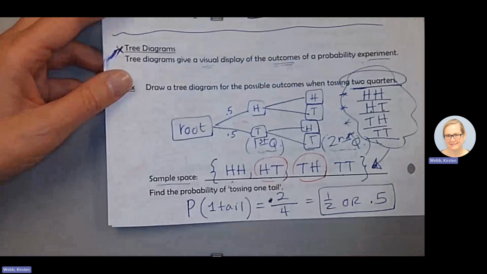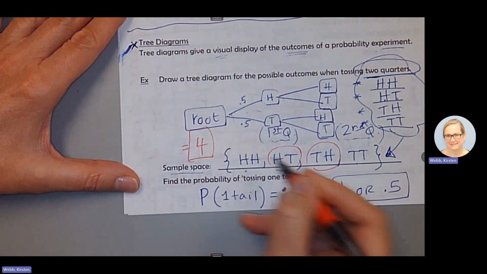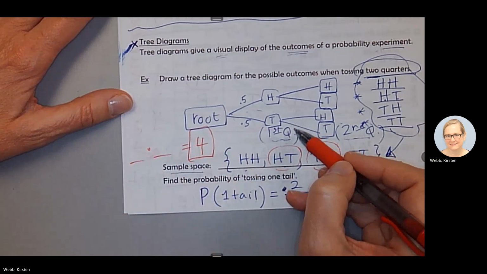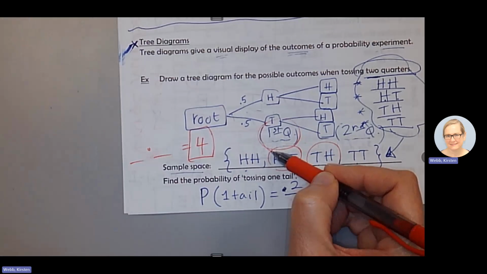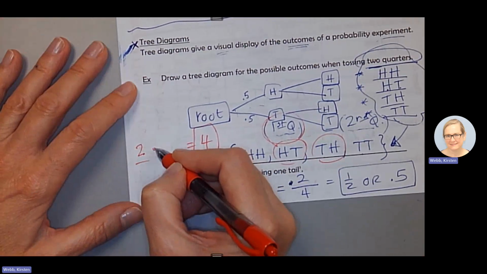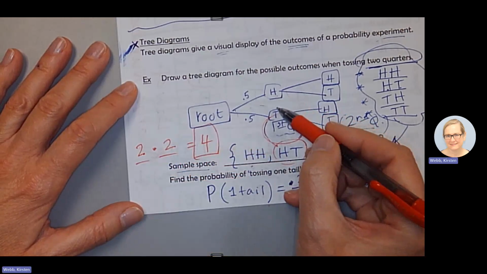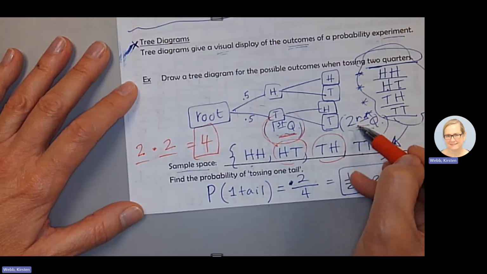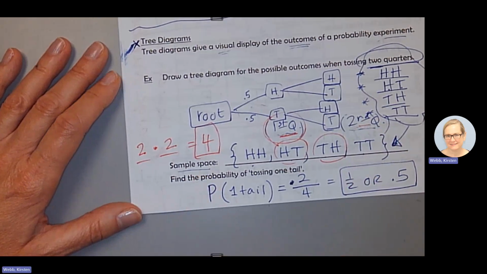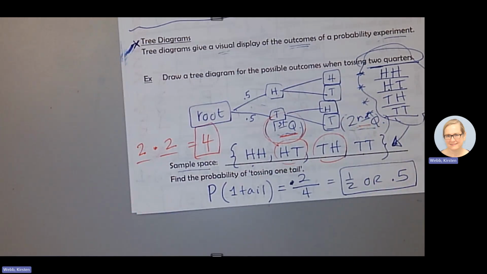How would it have worked back here with the quarters? We ended up with 4 in our sample space. How could we have done some multiplying to get that answer? Each quarter has 2 sides, right? So 2 possibilities on the first quarter and 2 on the second quarter. Heads or tails for quarter 1, heads or tails for quarter 2. So if we only needed the number and didn't have to have all that extra detail, the fundamental counting principle could be a big help.